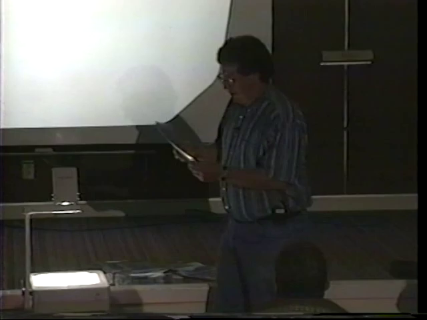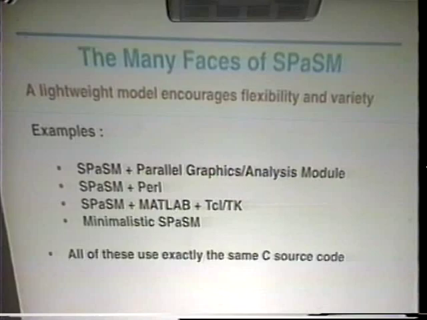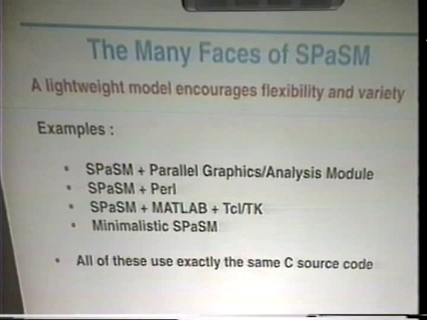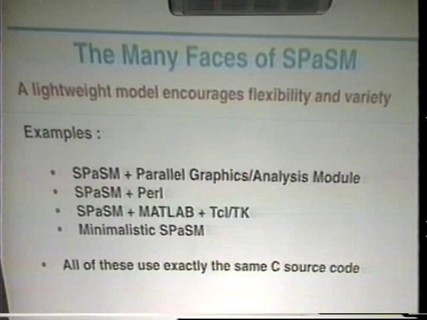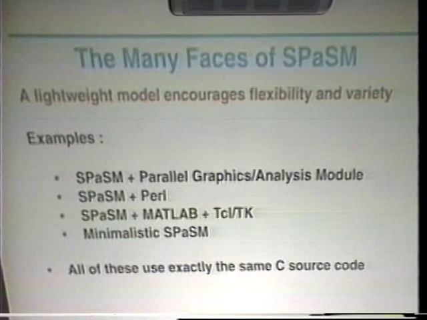I'm going to show four different examples of different types of Spasm applications that I've been able to build using Swig and this approach. The first example is where we've taken the molecular dynamics code and combined it with a parallel graphics and data analysis module that I wrote last year. It's also possible to run Spasm from within a Perl interpreter. We have a version of the code, all of these are pretty experimental by the way, that runs with MATLAB and TCL/TK. And it turns out that you can run the code with no scripting language at all, which is a minimalistic version. The interesting thing is all four of these use exactly the same C source code.